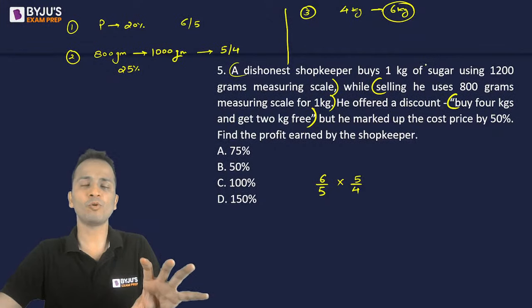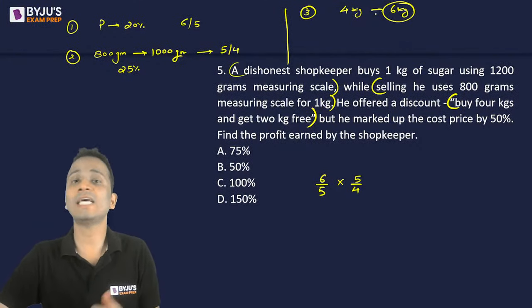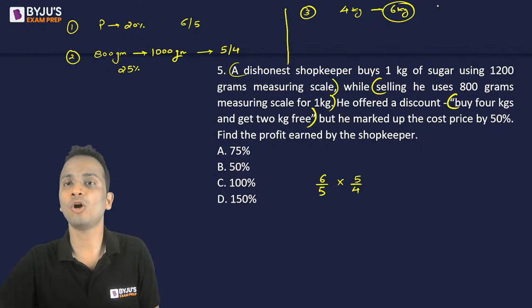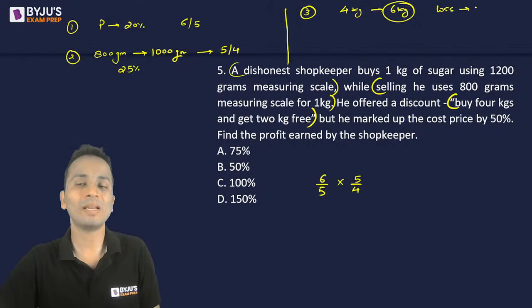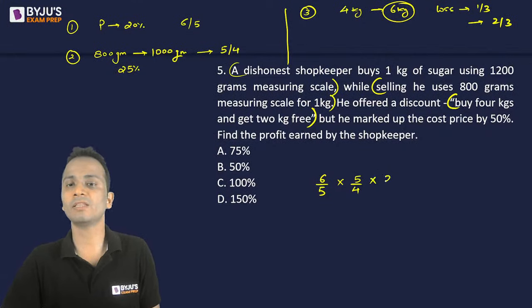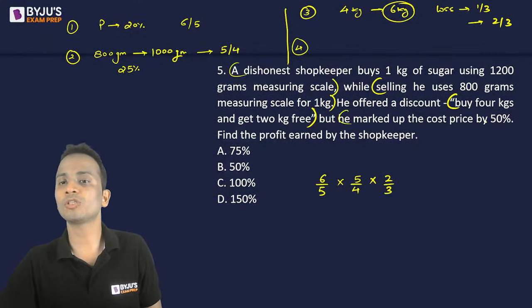So taking money for 4 kgs and giving 6 kgs, cost price will be according to 6 kgs and selling price will be according to 4 kgs, right? So there will be a loss of 1 by 3 or 33.33 percent. So net effect, I can say selling price will be 2/3 of the cost price. So again, the next effect is 2 by 3. Now 2 by 3 ये loss हो रहा है यहाँ पे, ठीक है? Now the last effect, effect number 4: he marked up the cost price by 50 percent.